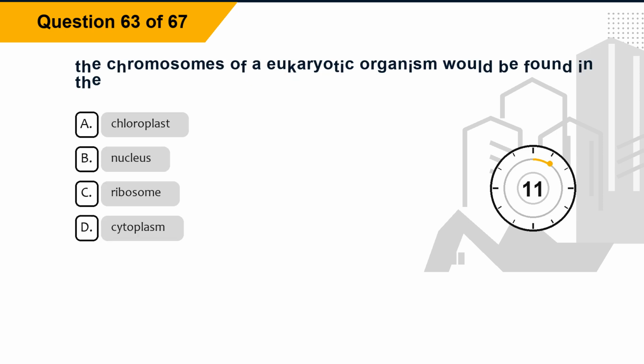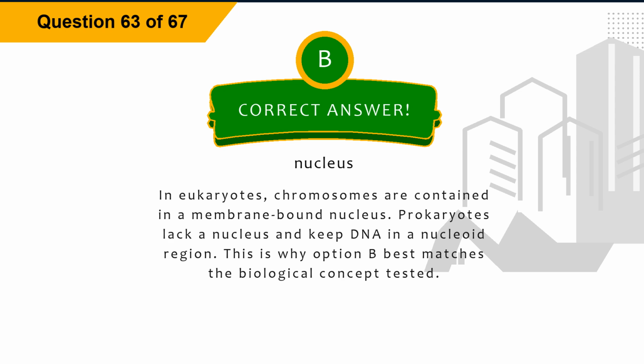Question 63. The chromosomes of a eukaryotic organism would be found in the. Option A. Chloroplast. Option B. Nucleus. Option C. Ribosome. Option D. Cytoplasm. The correct answer is option B. Nucleus. Explanation. In eukaryotes, chromosomes are contained in a membrane-bound nucleus. Prokaryotes lack a nucleus and keep DNA in a nucleoid region. This is why option B best matches the biological concept tested.